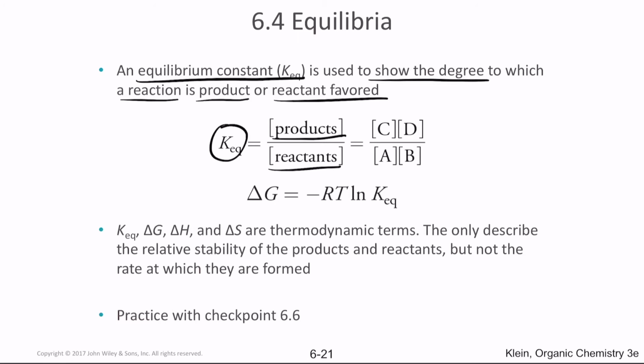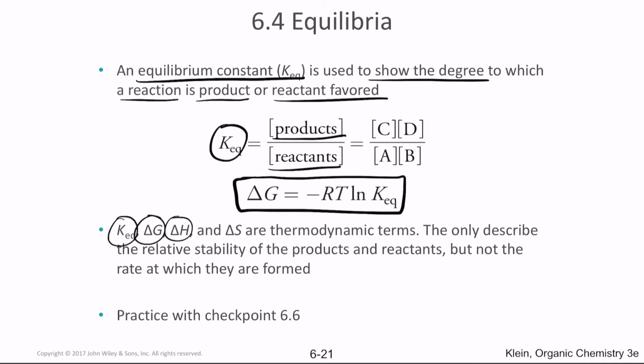The other formula that we generally use is delta G equals minus RT ln K equivalent, or the equilibrium constant. Now K equivalent, delta G, delta H and delta S are all thermodynamic terms, and they are only related to the relative stability of the products and reactants, but they do not determine the rate at which the reactions will be formed.